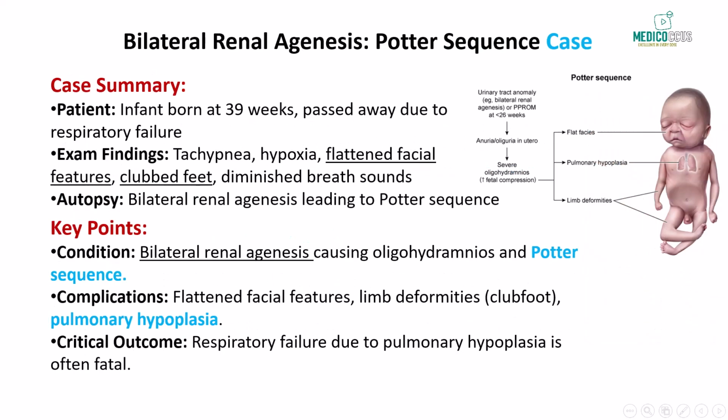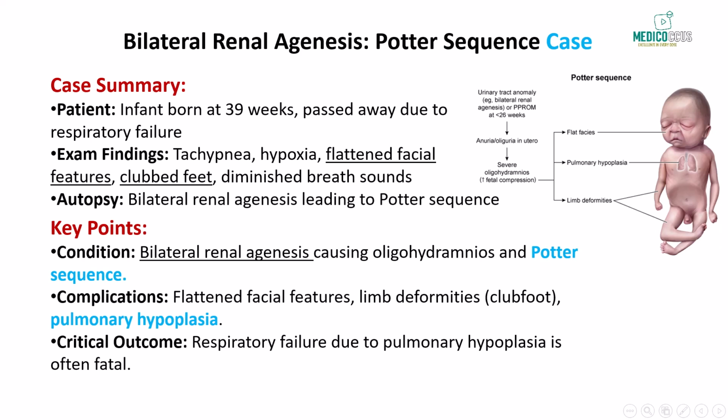Our next case is an infant who was born at 39 weeks but unfortunately passed away within an hour due to respiratory failure. He presented with tachypnea, hypoxia, flattened facial features, and clubbed feet. His breath sounds were diminished bilaterally, and despite being intubated, his oxygen levels did not improve. The autopsy revealed bilateral renal agenesis, which led to Potter sequence.